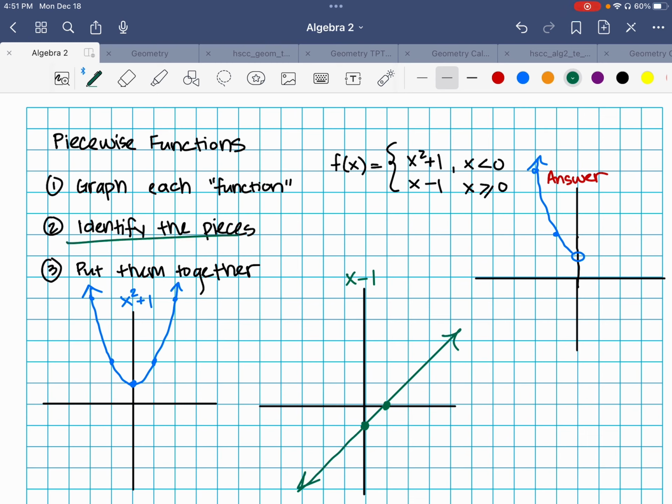Now remember, we want to identify the piece we want, and this is saying we want the part of the graph that is greater than or equal to 0. That means we're going to include it this time. So what we want is this side of the graph. We're going to graph this piece right here. It starts at the bottom down there, and it's going to be a closed circle because we want to include it, and then it's the rest of the graph. And that is the answer right here. So that's our answer to our graph.